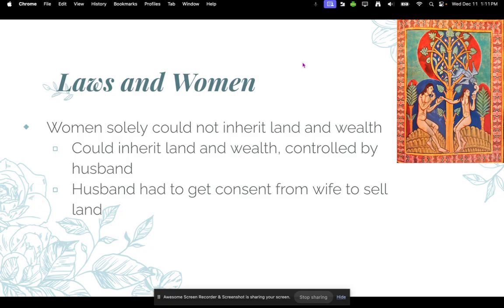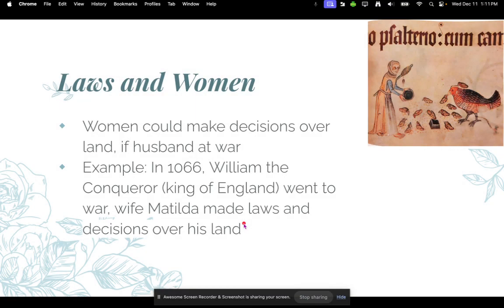So, let's say a woman's dad passed away, okay? And let's say the dad had, I don't know, a little bit of farmland or something, for example. She herself could not rule that farmland. Her husband could rule that farmland, even though she's the one inheriting it. But they had a little bit of say in what happens to their inheritance. For example, the husband had to get consent from the wife if he ever wanted to sell her inheritance.